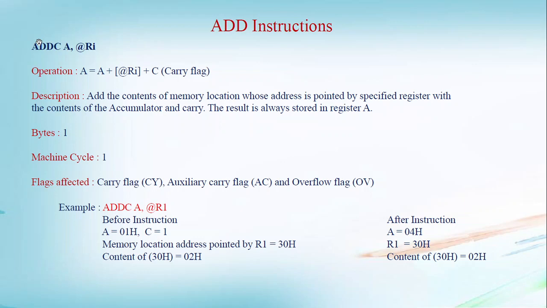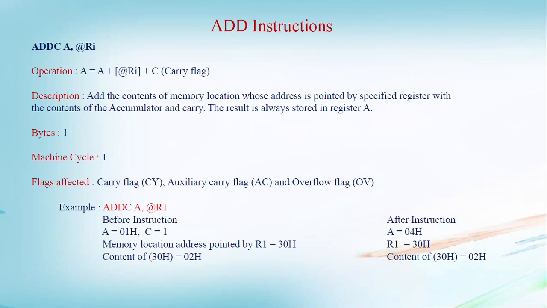So we have studied earlier, @ means the contents of the memory location whose address is pointed by the specified register Ri. The instruction means add the contents of the memory location whose address is pointed by the specified register Ri with the contents of accumulator and carry. Then the result will be stored into the A only. It requires 1 byte and takes 1 machine cycle.